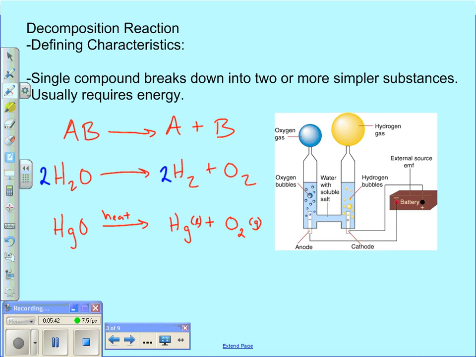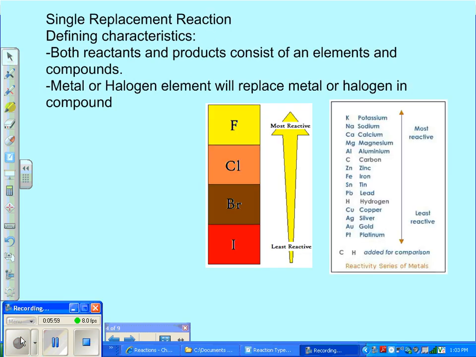Mercury is the special one. It's a liquid at room temperature. So again, we need to balance this equation, and that's pretty easy to do. A balanced equation might look something like that. And again, real simple idea, decomposition: taking something large, a compound, and breaking it up into its component parts.